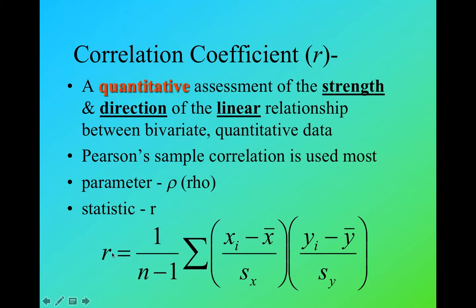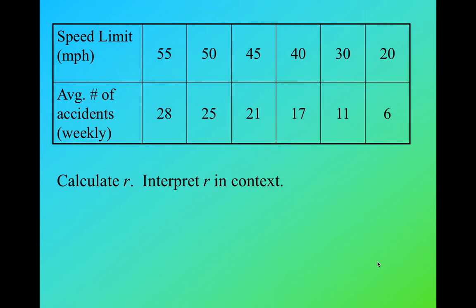So our Pearson's correlation coefficient is based not just on the individual x values, but the average and standard deviation of x's, as well as the individual y values, their average, and their standard deviation as well. So let's actually take a look at a couple of examples so you can learn how to calculate this on your graphing calculator. Our first example is going to be looking at 6 data points where we're comparing the speed limit in miles per hour to the average number of accidents that occur every week.